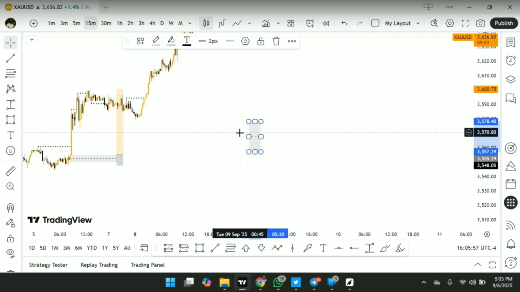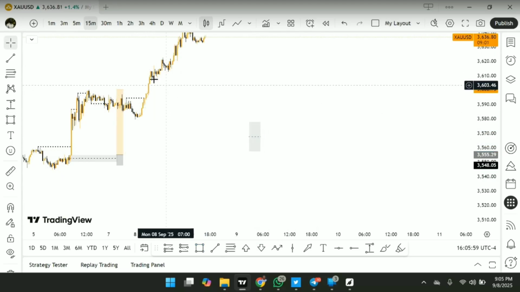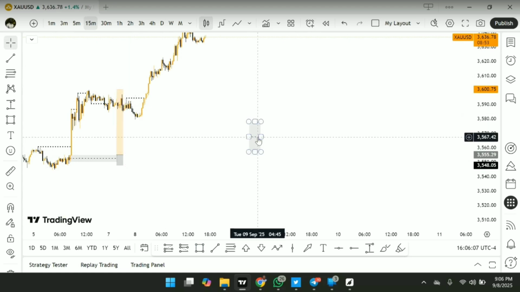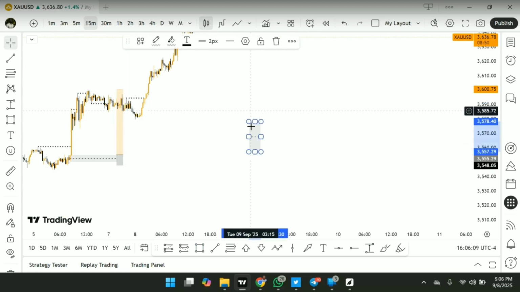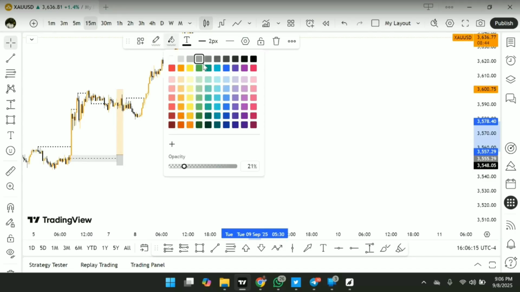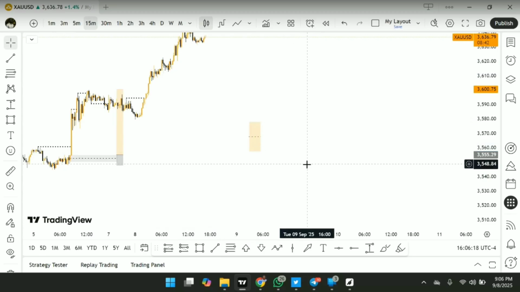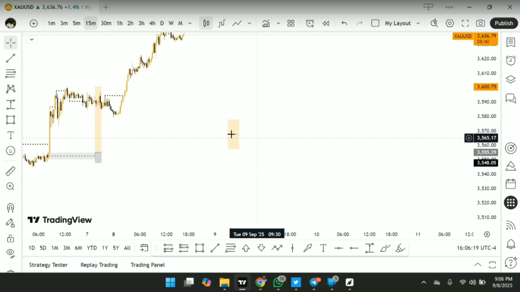I don't know the color of your charts, but for my own, I customized the color to my own liking. So for the green candlesticks, you see them as orange, and then for the red candlesticks, they are black. So let's say this is a bullish candlestick.